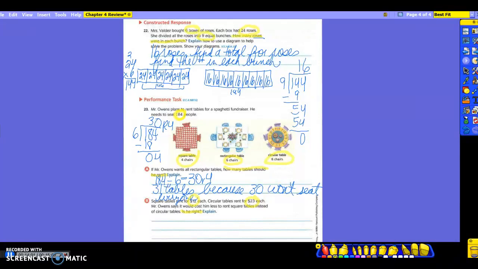So let's do one at a time. Let's worry about square tables. Who thinks they know what we're going to do here? If I'm doing square tables. Tristan, what are you thinking? 20. We're doing square tables.